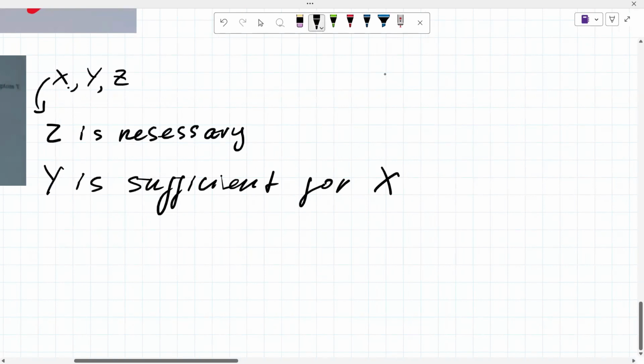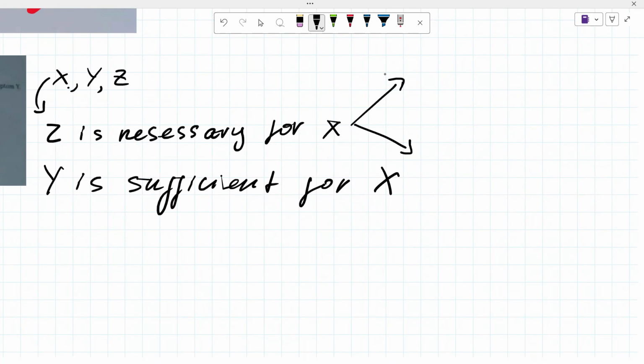What kind of conclusions can we have from this necessary statement? Anytime you have a necessary statement, you can have two conclusions. The first one is that Z does not guarantee X. And the second one we can write: if not Z, then not X.